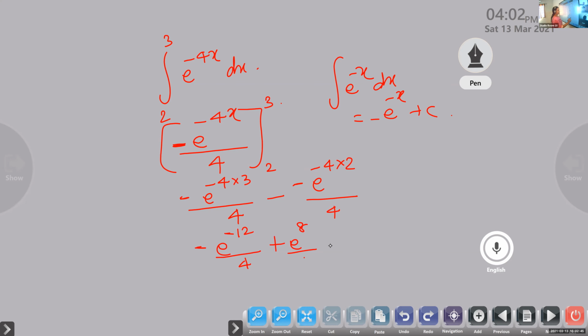If you want, we can take 1 by 4 as common. So we'll get e raised to 8 minus e raised to minus 12. And won't it be negative? E raised to minus 8. Yes, yes, e raised to minus 8.